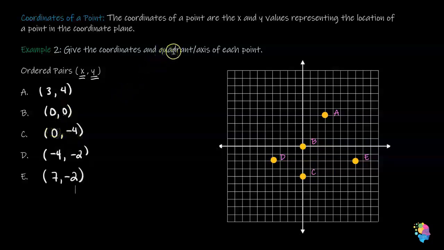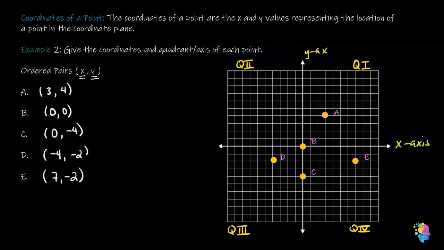Now don't forget, they were asking us to find what quadrant or what axis they were located on. Then let's label them. This was quadrant 1, quadrant 2, counterclockwise, quadrant 3, and quadrant 4. This is your x-axis. The horizontal is the x-axis, and the vertical, the one moving up and down, is the y-axis. So let's go find them.